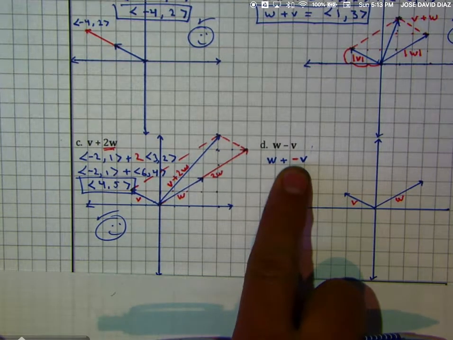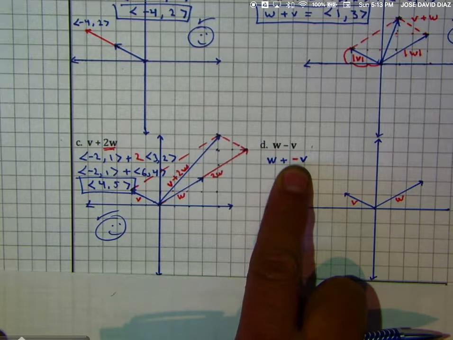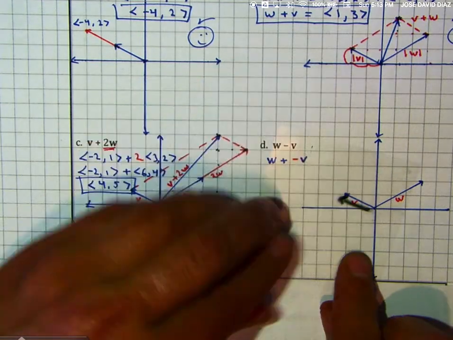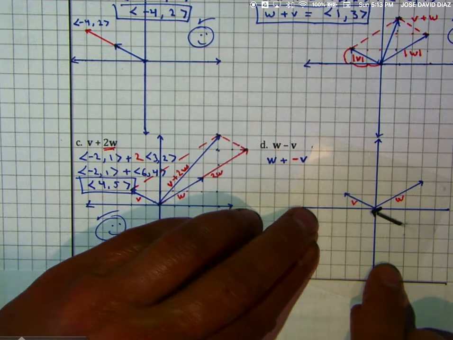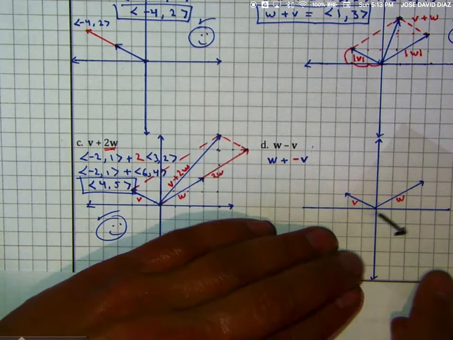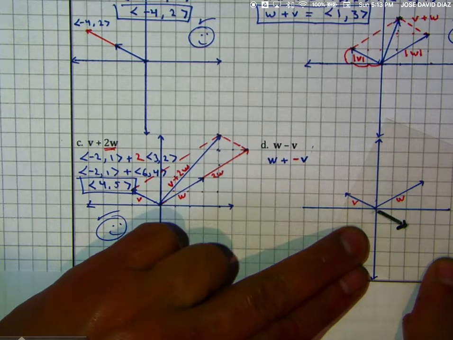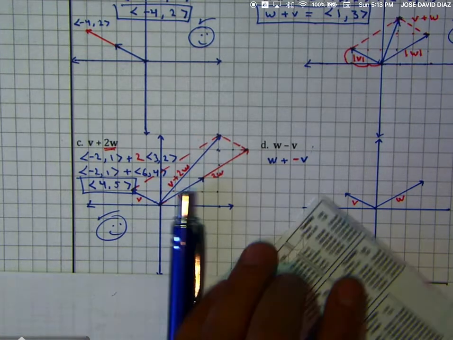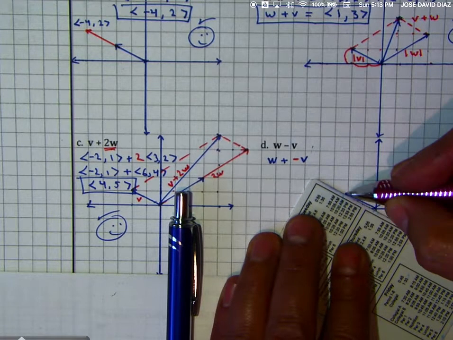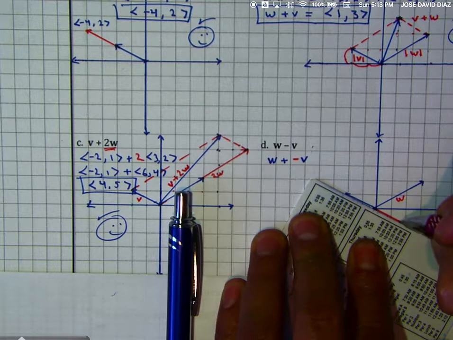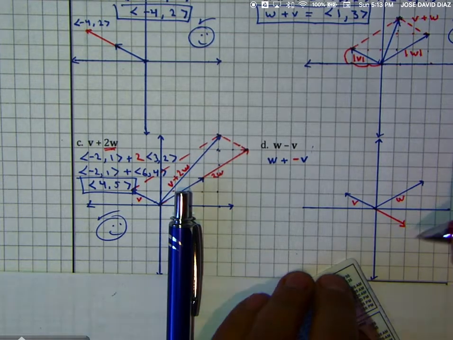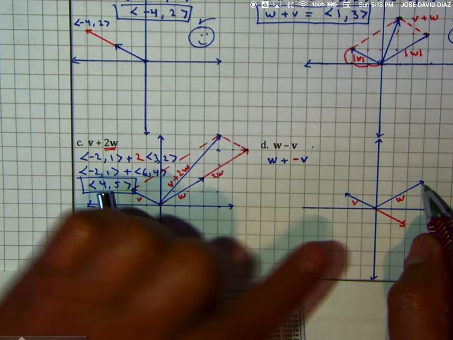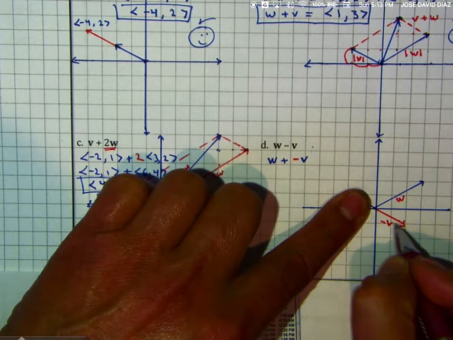So what we're going to do, we're going to take the opposite vector of V. And what happens when you do the opposite vector, instead of going forward, we're going to shoot it backwards. So therefore, this will be your vector V. So whenever you take a negative vector, instead of going forward, you're going to shoot it backwards. And now we can add to W. So this is negative V vector.